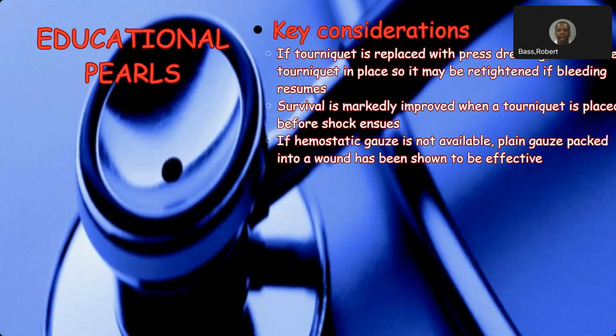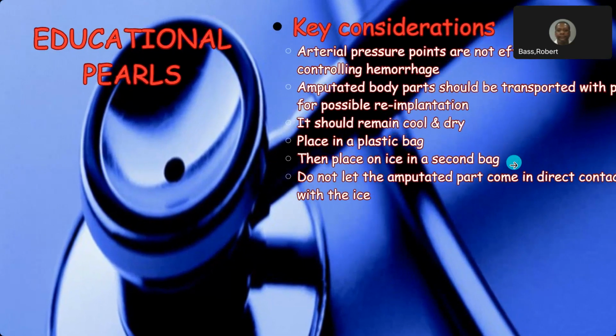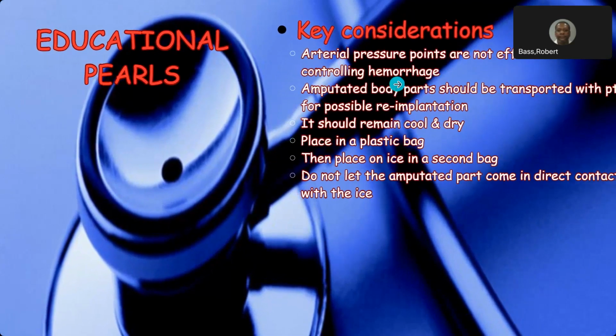If it's not available, you can still use your 4x4s, 5x9s, your different trauma dressings that you would normally use for these patients. In the past, we would use pressure points, but pressure points aren't used anymore. They're not effective when it comes to controlling the bleeding.